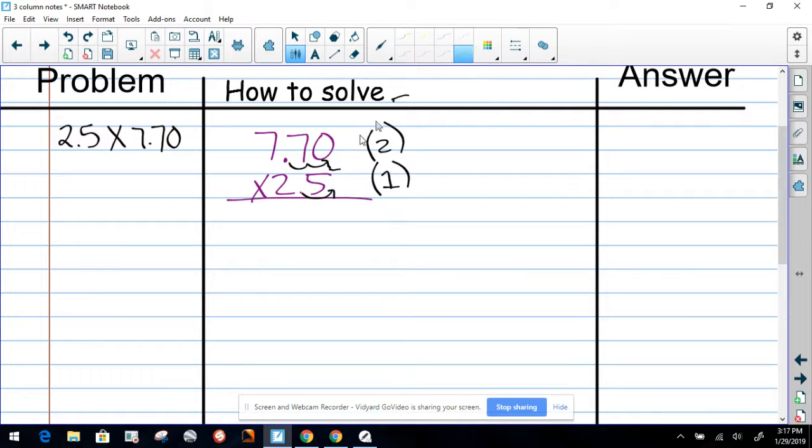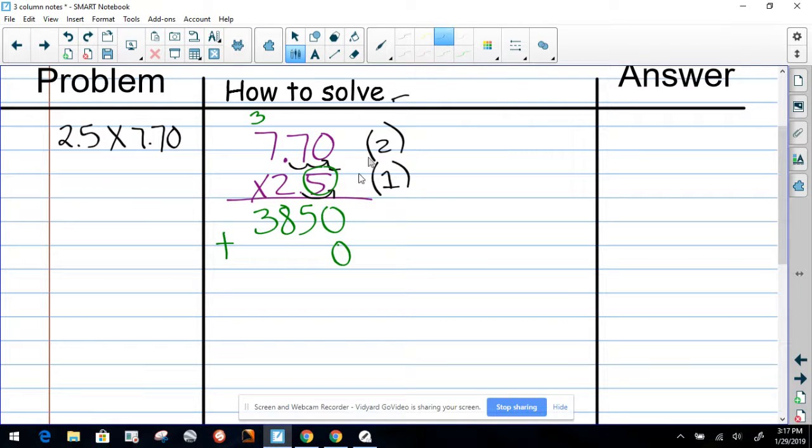5 times 0 equals 0. 5 times 7 equals 35. You carry 3 over. 5 times 7 equals 35 plus 3 equals 38. Now, we're going to add this to the multiplication of the 2/10. These are 2/10, my friends. So we're going to write a 0 here, so we're making sure we multiply by 10.